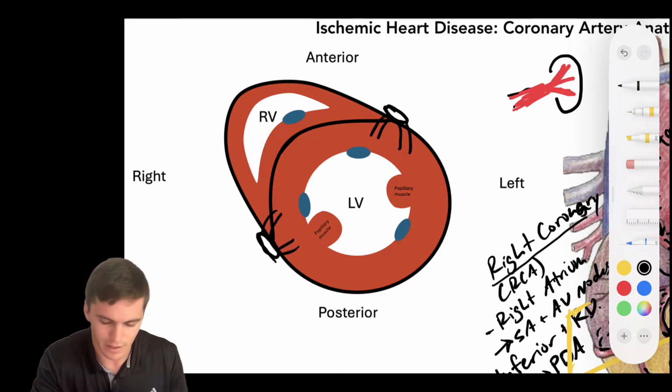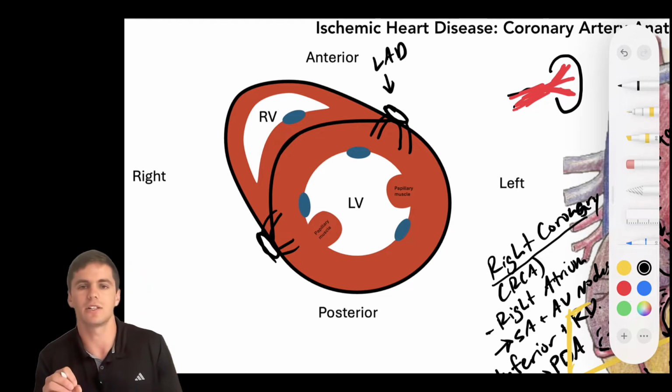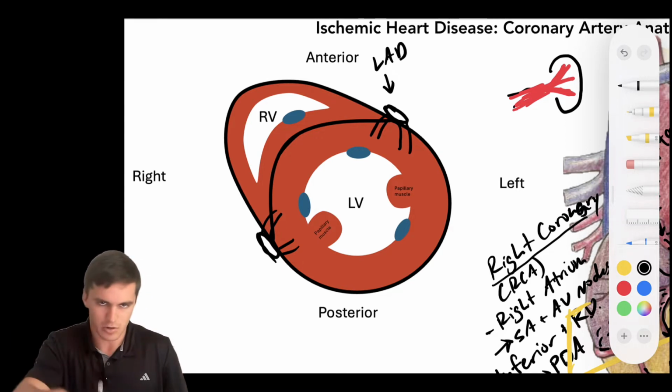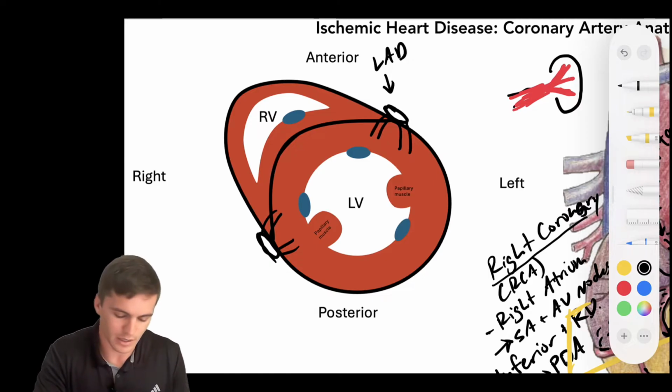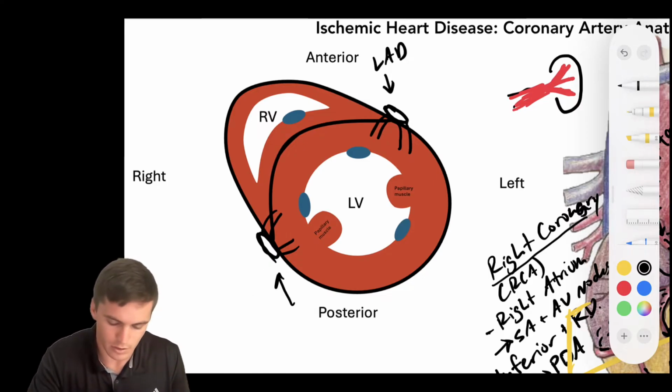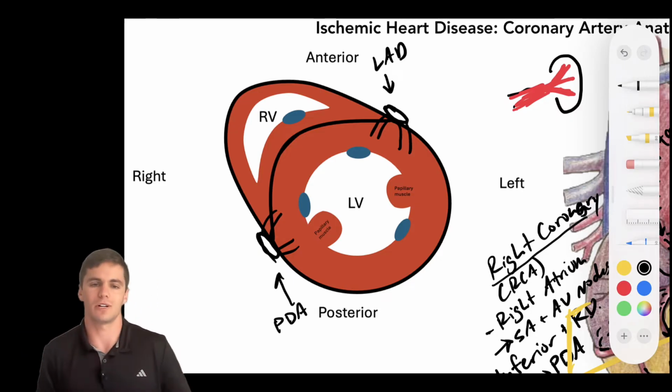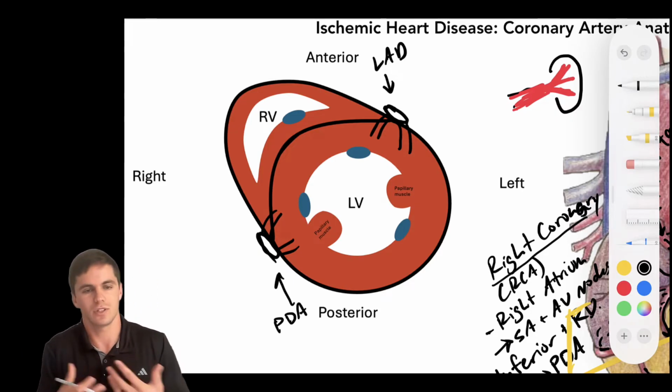This, in fact, if you look at this one, this is my left anterior descending. Remember I said the left anterior descending runs anterior and inferior along that groove between the left ventricle and the right ventricle. So that's my LAD. And this is my posterior descending artery doing the exact same but on the posterior side of the heart, in between the right and left ventricles. So that's actually a good depiction of those vessels.